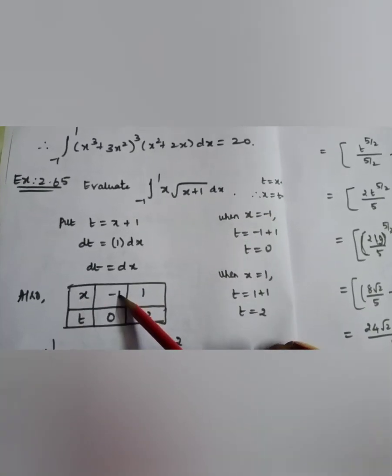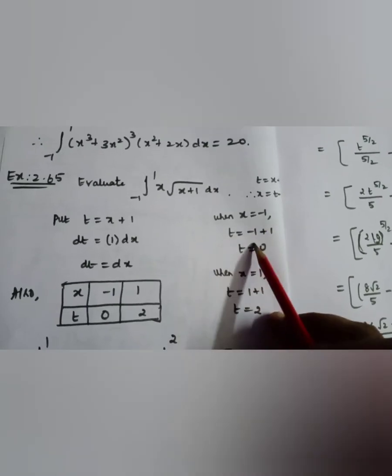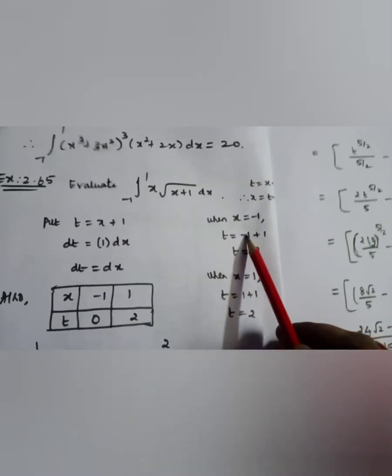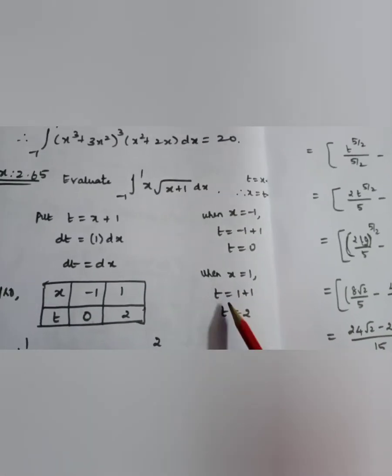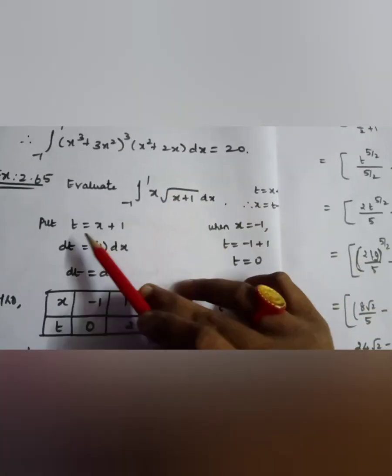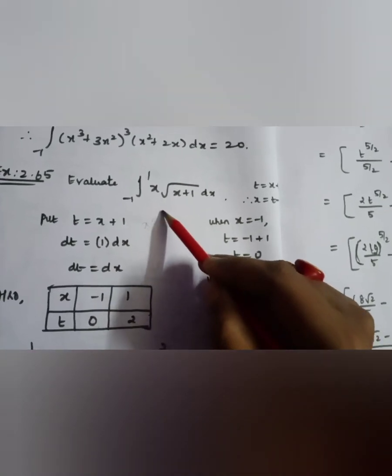For x, it is minus 1, 1. Then for t, what will happen? When x equal to minus 1, t equal to x plus 1, right? So minus 1 plus 1, 0. So when x takes minus 1, it is 0. When x takes 1, this will become 2. Okay, and also when t equal to x plus 1, what about x? x is equal to t minus 1.